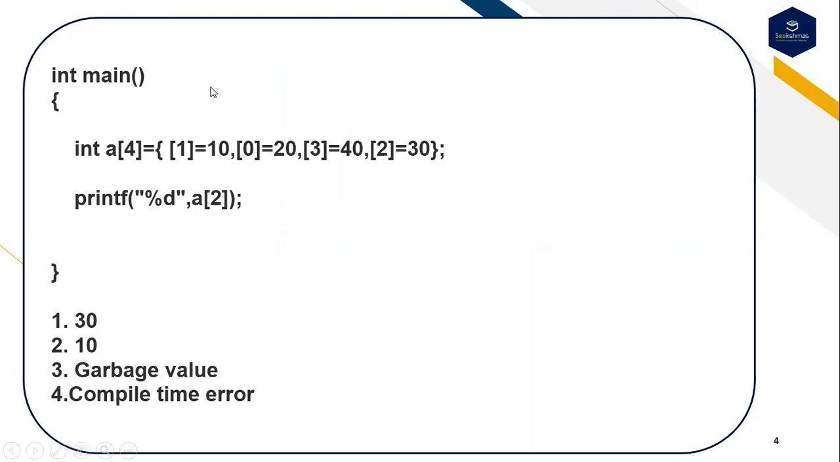So a[1] equal to 10 and a[0] equal to 20 and a[3] is equal to 40 and a[2] is equal to 30. printf percentage d, a followed by the 2. Predict the output of this code, and these are all the following options. You can pause this video and predict the output of this code.